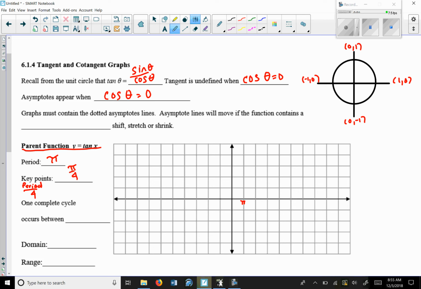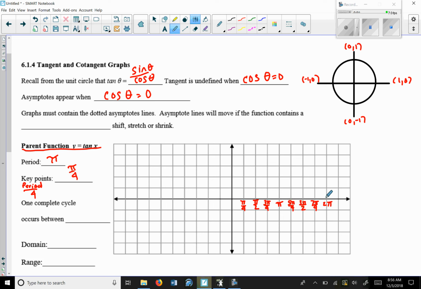So this is 1 pi over 4. 2 pi over 4 is pi over 2. Then we have 3 pi over 4. 4 pi over 4 is just pi. 5 pi over 4. 6 pi over 4 is 3 pi over 2. 7 pi over 4. And then 8 pi over 4 would be 2 pi.